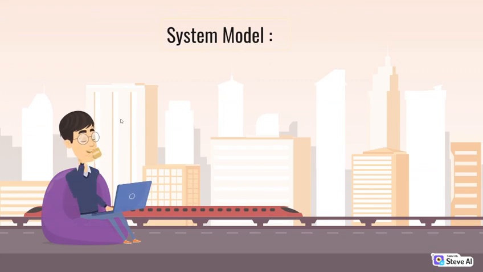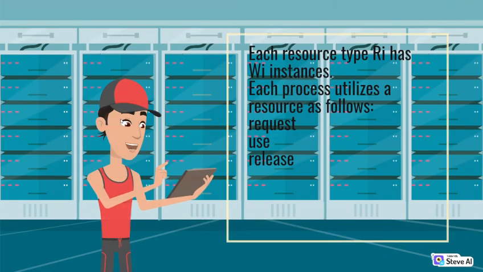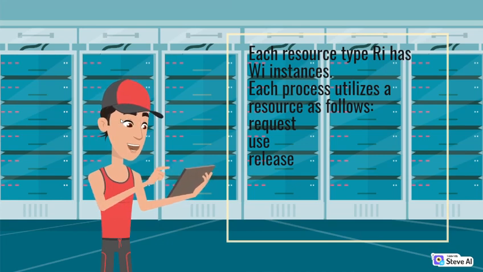System model. Resource types R1, R2, ..., Rm: CPU cycles, memory space, I/O devices. Each resource type Ri has Wi instances. Each process utilizes a resource as follows: request, use, release.